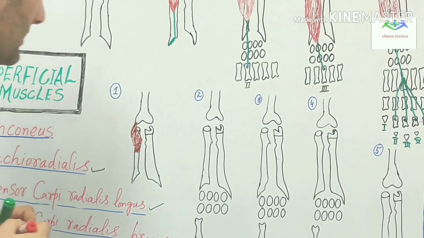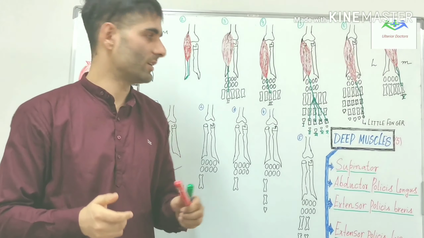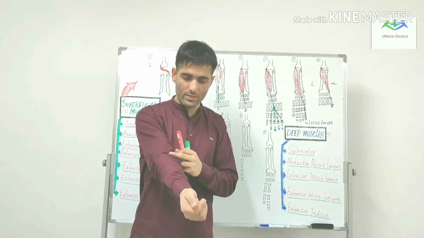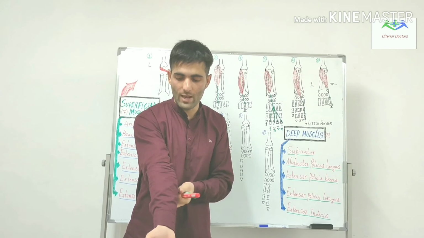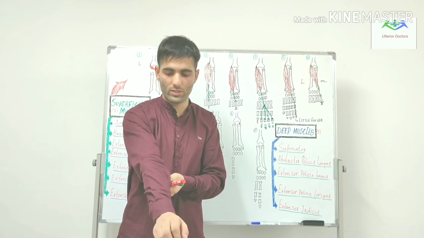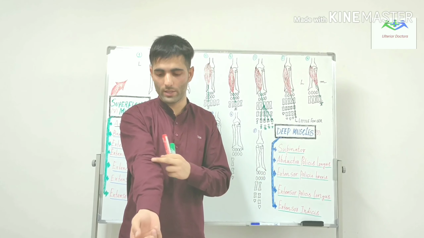And the action of this muscle is supination. So the name is supinator. How? This is the supination. When the elbow is extended, this is the supination, and this is the pronation. This muscle helps only in the supination.